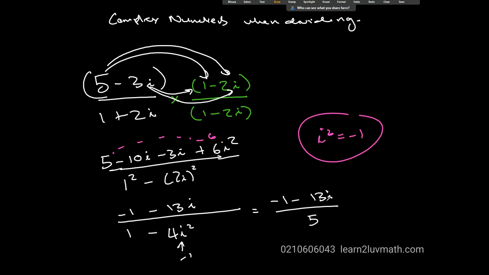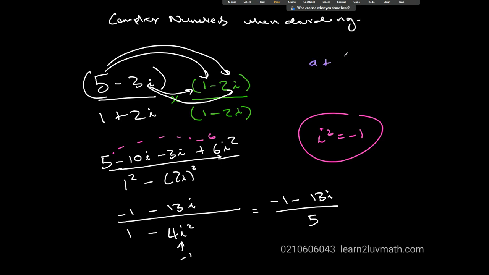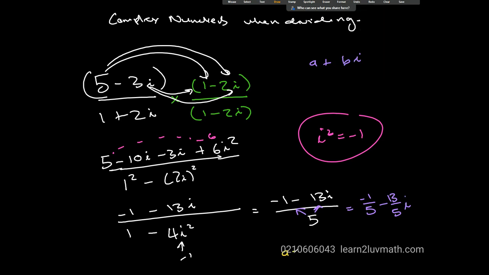All right, then we distribute it so we can get it into the form a plus bi. So we distribute the denominator to each part separately. So minus 1 over 5 minus 13 over 5 i. So we can distinctly see which one is which. We can see a is equal to negative 1 over 5 and b is equal to negative 13 over 5. We've now simplified that.